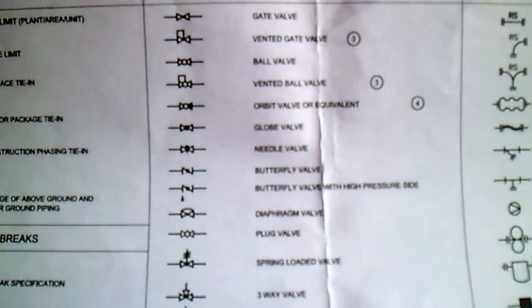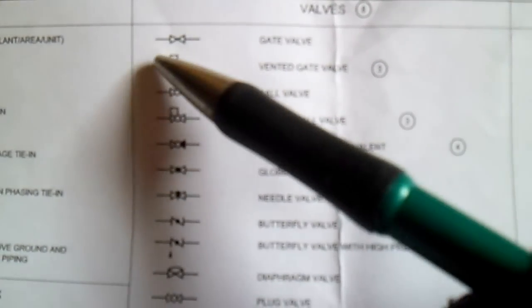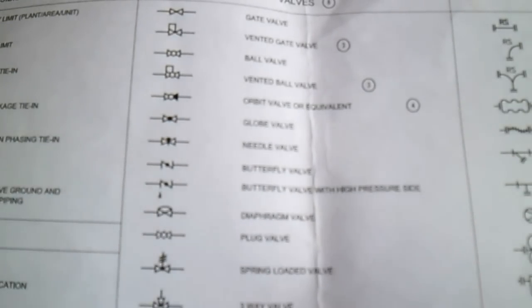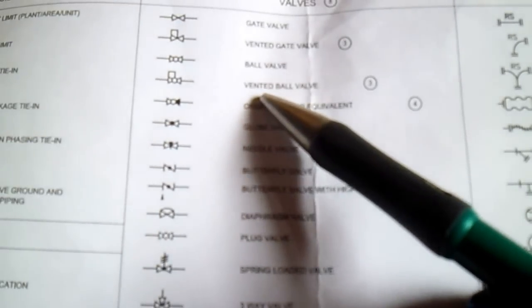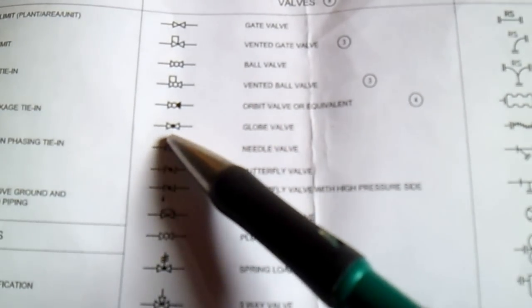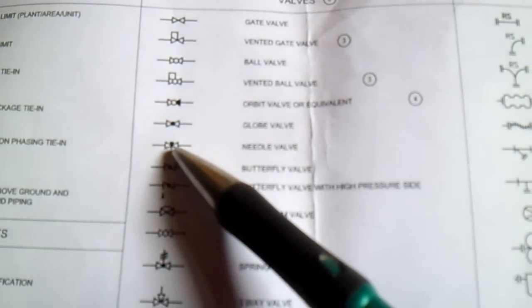In the valve symbols, this is a symbol of gate valve. We also have a vented gate valve, ball valve, vented ball valve. This is orbit valve or equipment. Globe valve. See, this is a globe valve. You see this circle with shadow. This is a needle.